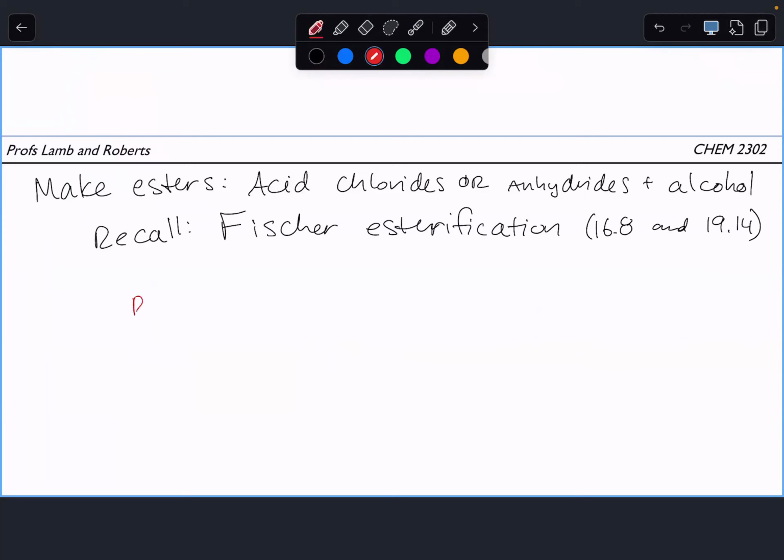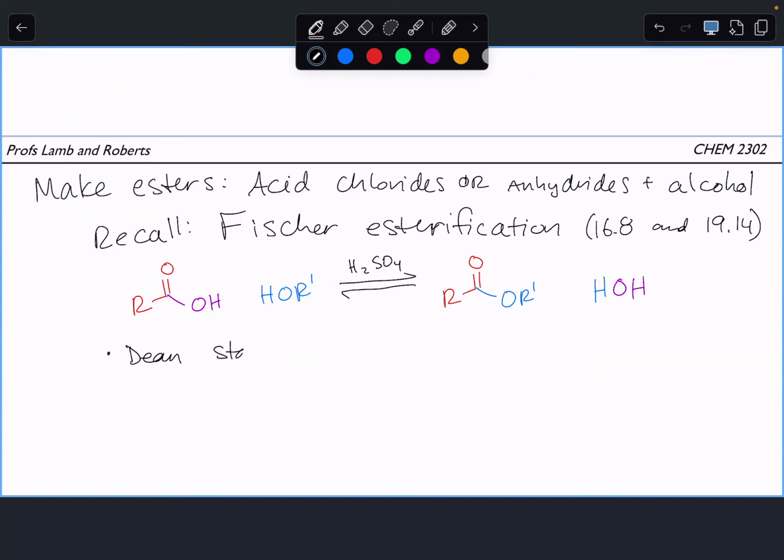And that is from a carboxylic acid and an alcohol under acidic conditions. It's a reversible process, so that's why I have the equilibrium arrows. We've replaced our OH with our OR, and water is our byproduct, right? So this reaction you have learned. We talked about how if you want to push this towards the ester, you use a Dean-Stark, which removes water.